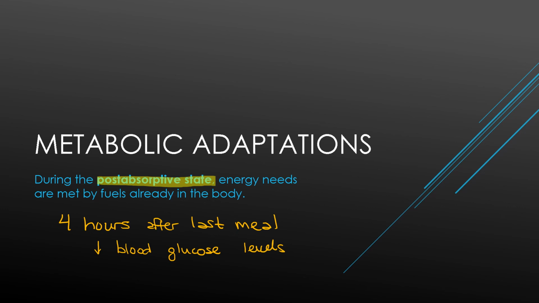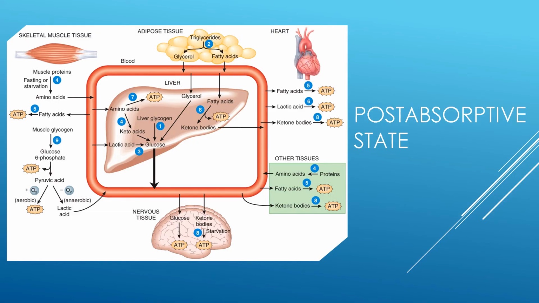Hepatocytes produce glucose molecules and export them into the blood. And other body cells will switch from glucose to alternative fuels for ATP production in order to conserve glucose, which is starting to be very scarce. This diagram here shows the major reactions of the post-absorptive state that produce glucose. They are going to be from 1 to 9 here.